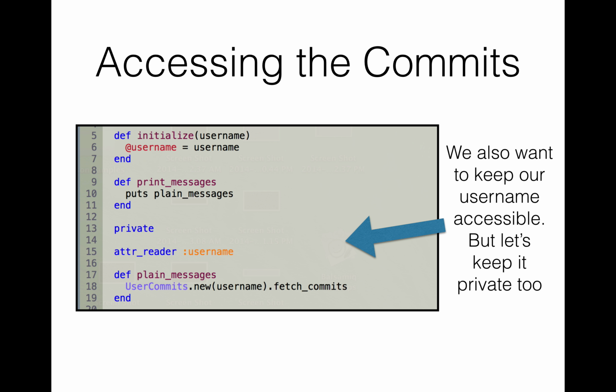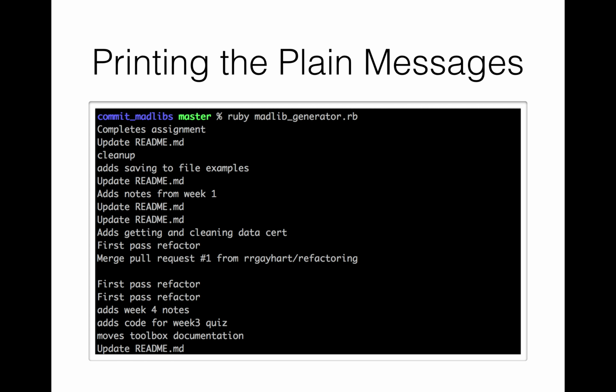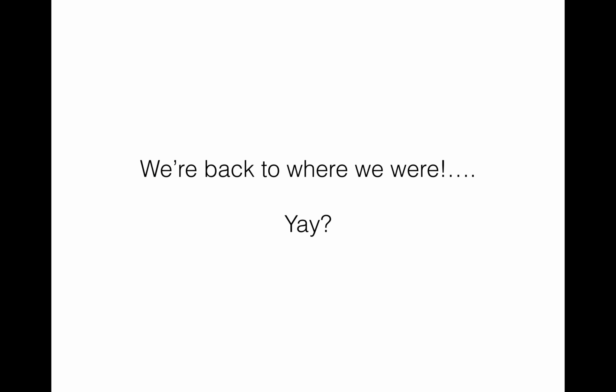And the thought behind private and public is that if you have something above that private line, it's basically a public method, and any other class that's calling your madlib generator can call those methods. And some of those methods are kind of buried in there, and they depend on other things, and you want to keep them private and keep things clean, so that when you go back to your code and clean things up or mess around with things, you know what methods are getting called in other places, and you know which ones are just part of the machinery. So we're going to move our attr_reader :username down underneath private. So now if we call ruby madlib_generator.rb, we're back to where we were. Yay!